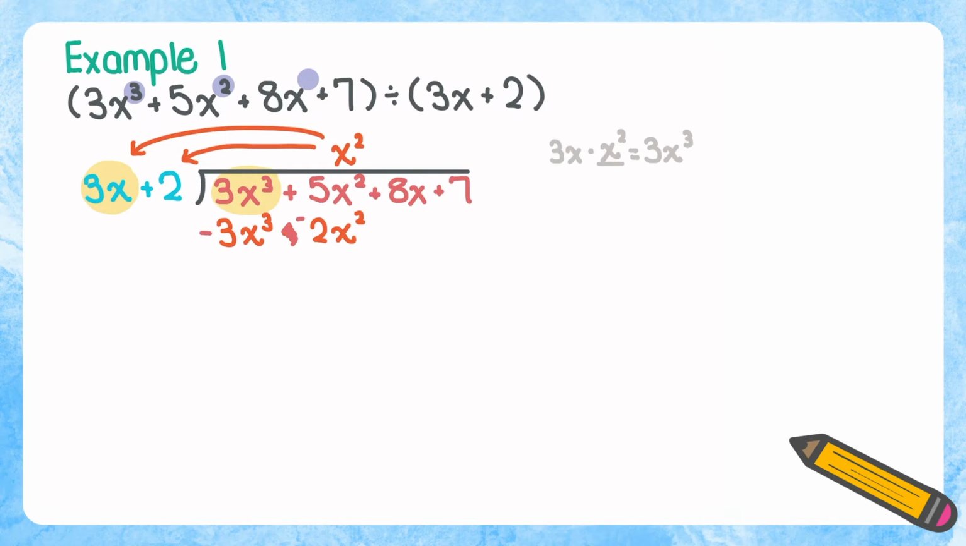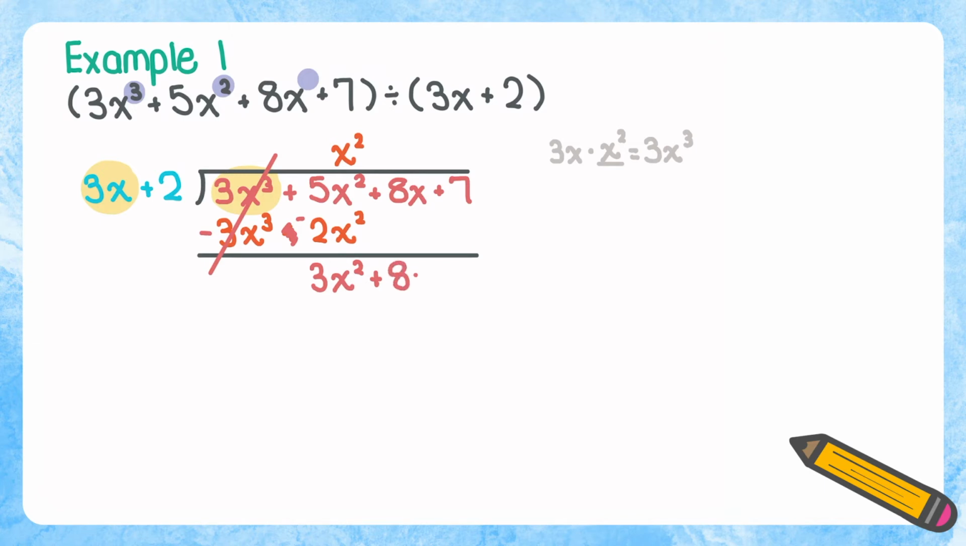So this next part, it's similar to combining like terms. So the 3x cubed minus 3x cubed, that's actually going to cancel out. And then the 5x squared minus 2x squared, that equals 3x squared. And then, like the earlier example, the 8x is going to get pulled down. So always remember to pull down the upcoming term.